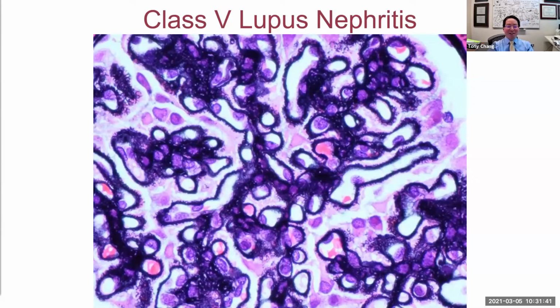Okay. So class 5 lupus nephritis, right? Here's a nice example where we have subepithelial spikes on the Jones silver stain. Sometimes when you cut it on FFPE, it can have a sort of vacuolated appearance.